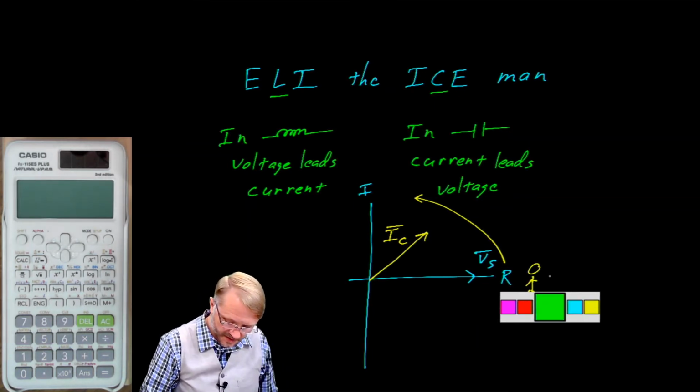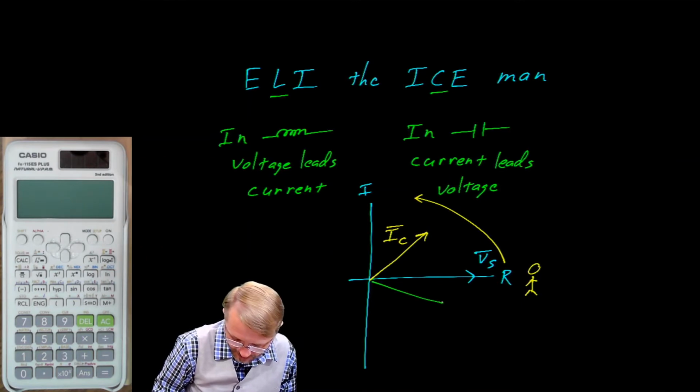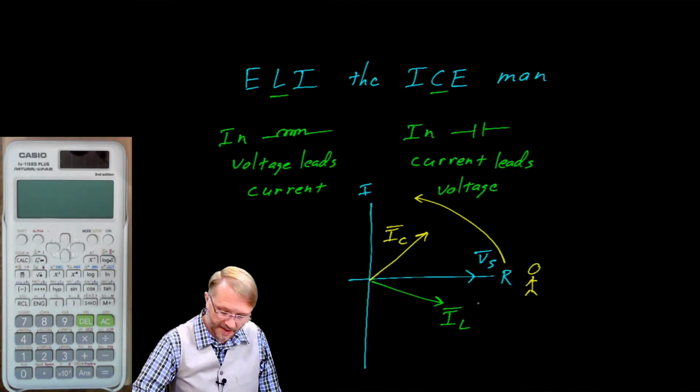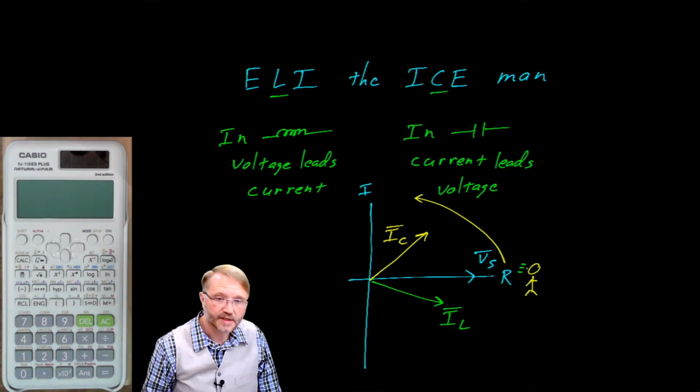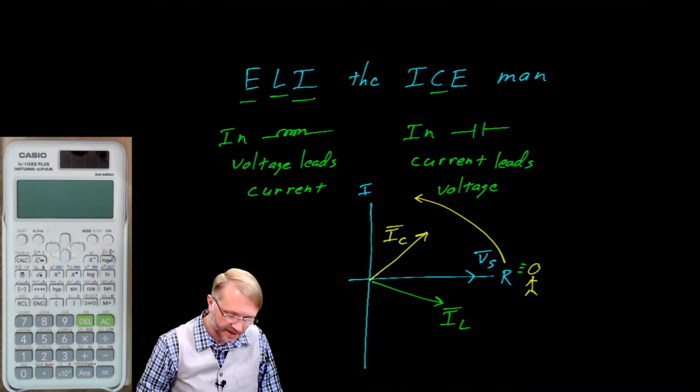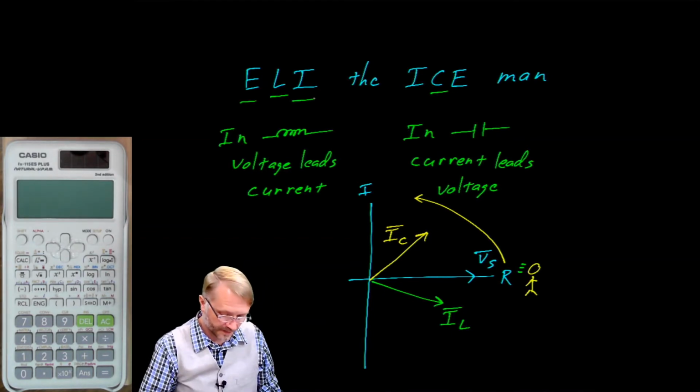In the inductive circuit, you would have a current that lags. So this is inductive current. So again, as the stationary observer looking here, you would see the voltage vector go flying past you, and then a short time later, you would see the current vector flow past you. So voltage leads current in an inductive circuit. Some more things for your note card.